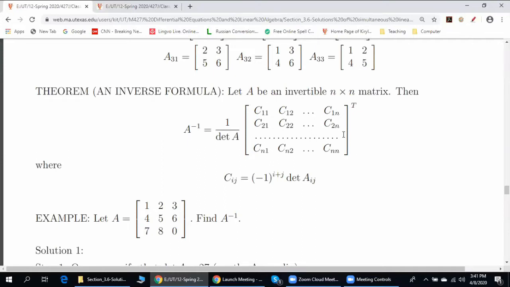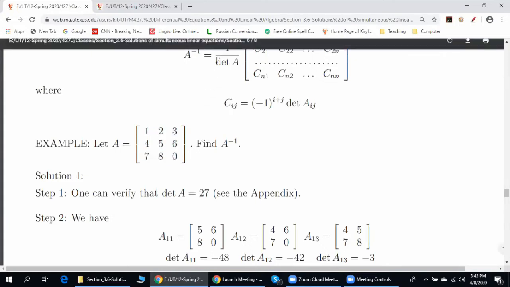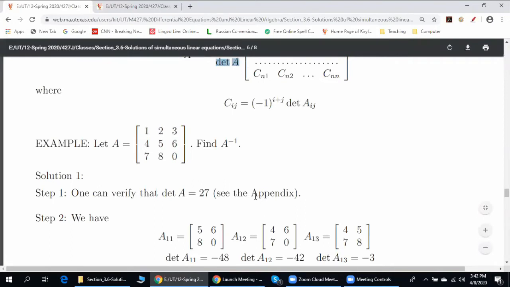We have some C's. Well, T means transpose. But what are these C's? It is easier to explain what these C's are using the following example. So, we want to find the inverse of this matrix. Step 1, let us find its determinant, and I show you steps in the appendix. The determinant of this matrix is 27.